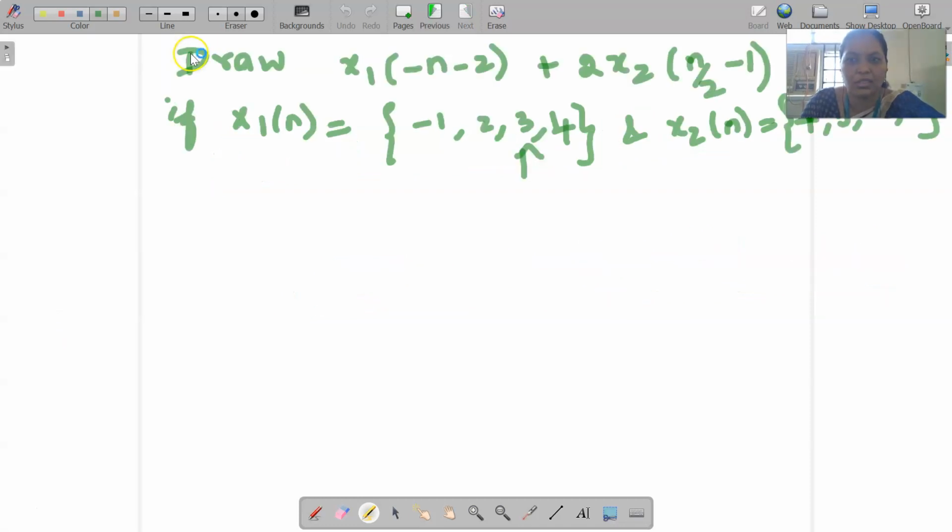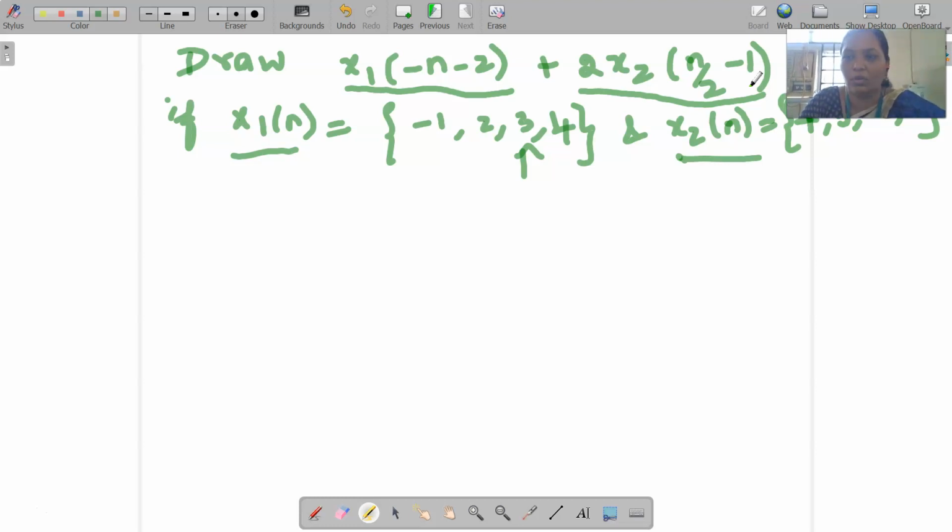So let us consider the question: draw x1 of minus n minus 2 plus 2 x2 of n by 2 minus 1, given x1 of n as minus 1, 2, 3, 4, and x2 of n as 4, 5, minus 3 and 2. So they have given x1 of n and x2 of n. We need to find out first what is x1 of minus n minus 2 and what is 2 x2 of n by 2 minus 1. Then we have to add both the signals.